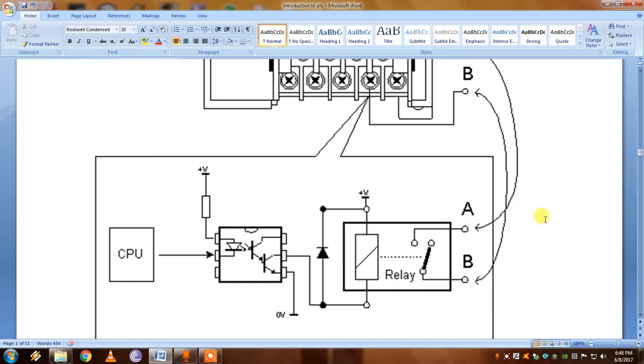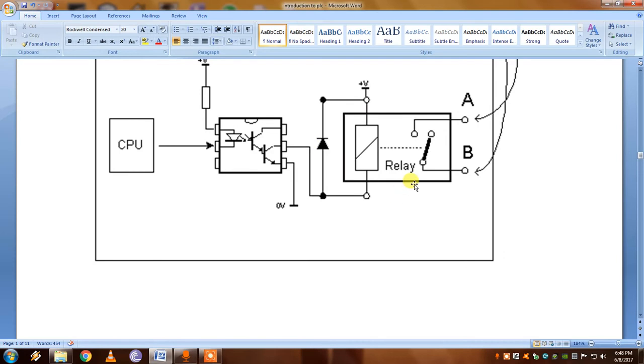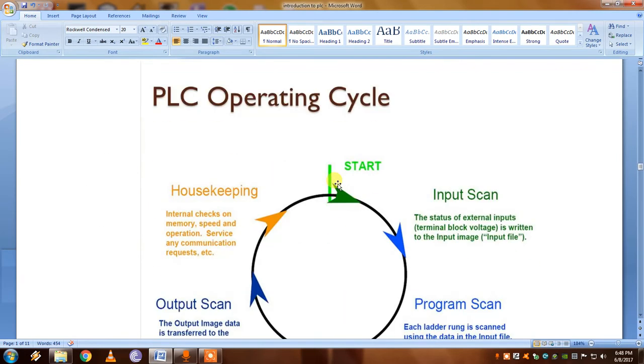We can use AC voltage here and here by using a load or something, with another power supply, we can give it like that. From the common, we can give the function of the processor. The function of the processor tells about the PLC operating cycle.